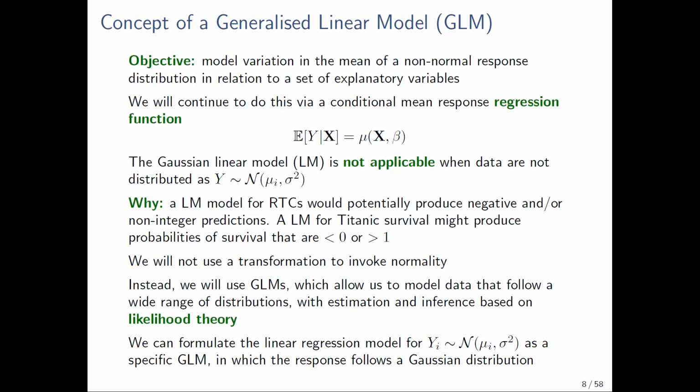And we're not going to be able to get around this problem by applying a transformation as we did in the previous lecture. Instead, we're going to use generalized linear models, GLMs, and these are going to allow us to model the data following actually a wide range of distributions, respecting the constraints of those distributions. So counts are going to be modeled as counts, as integer values, and probabilities in the binary case are going to be bounded between 0 and 1. And the GLM is going to do this with estimation and inference based on likelihood theory.